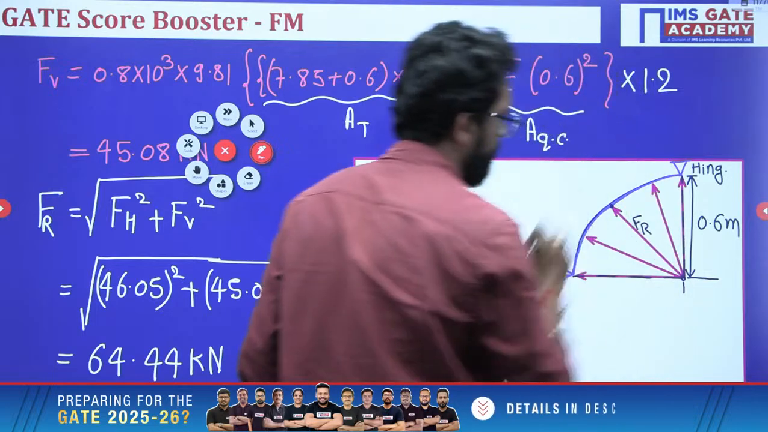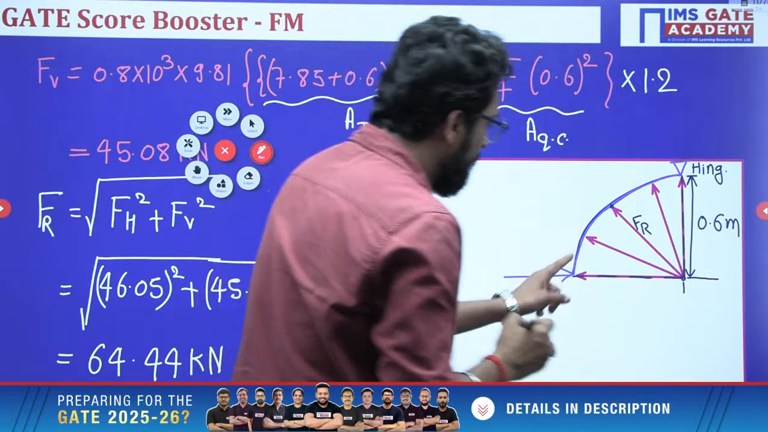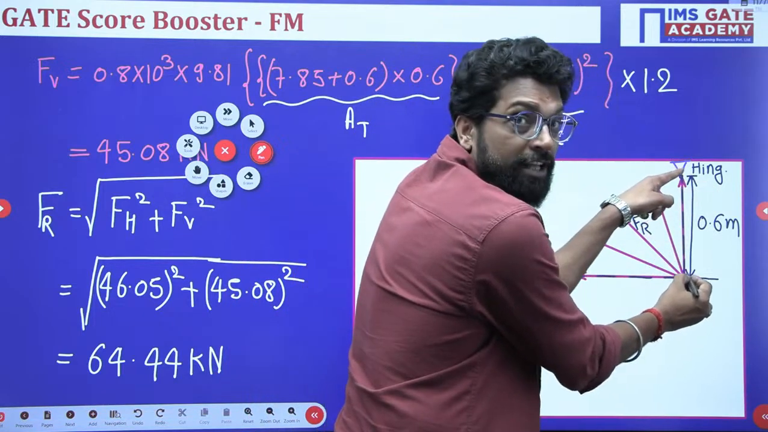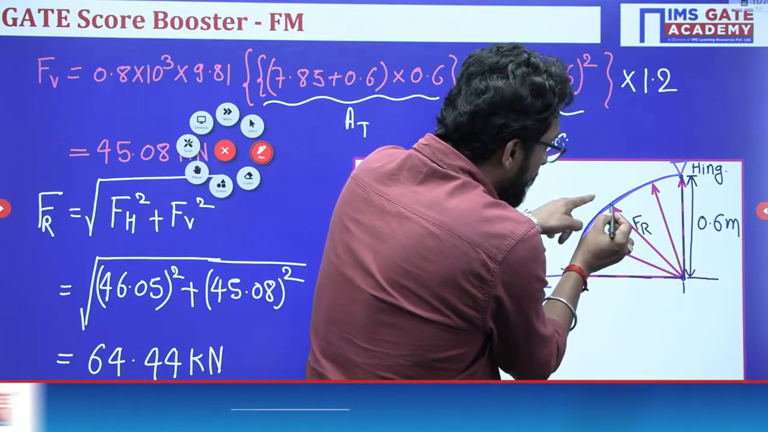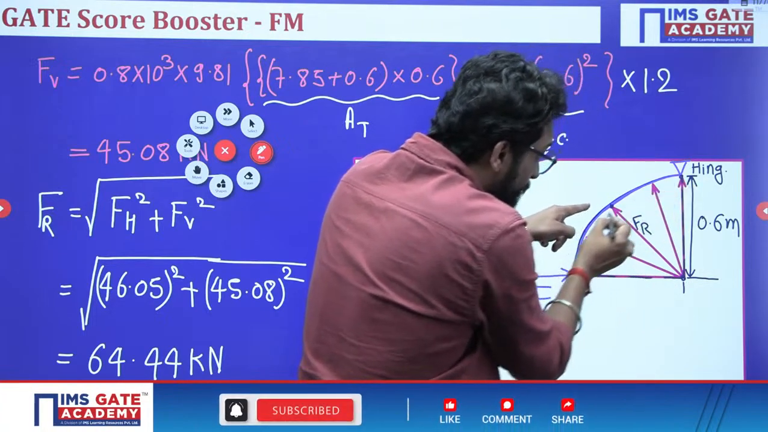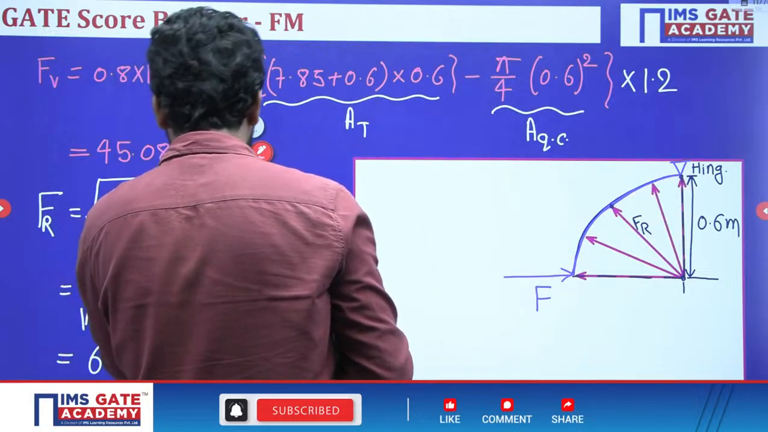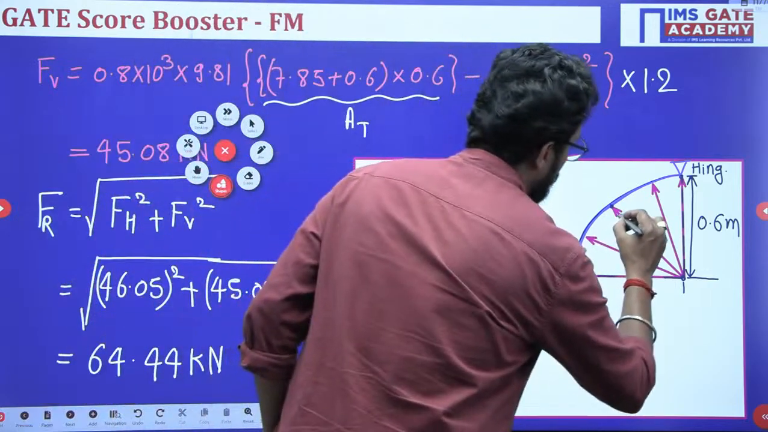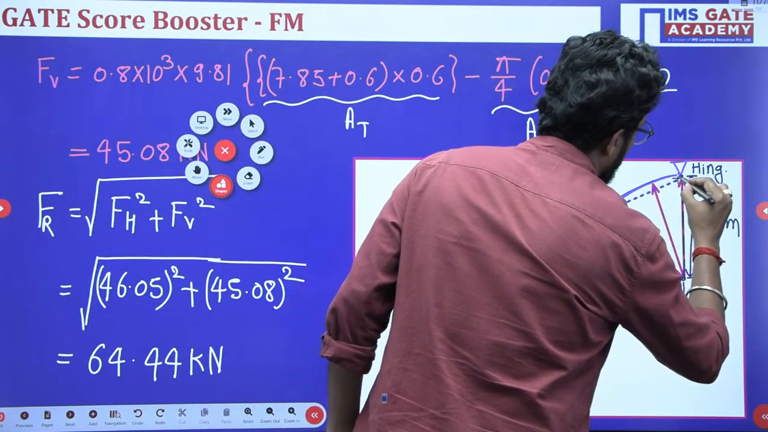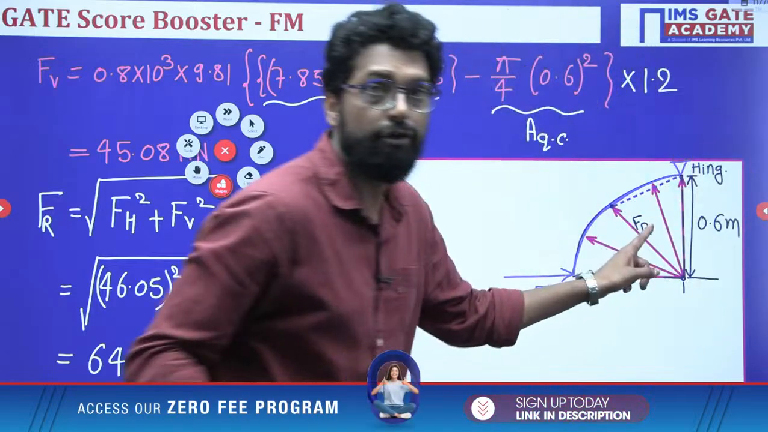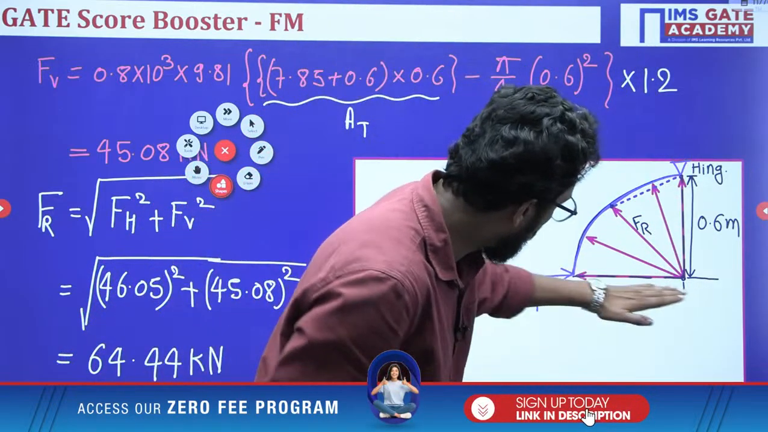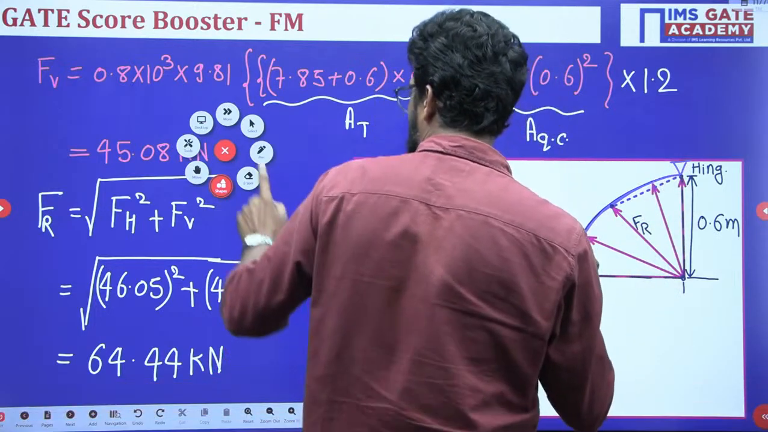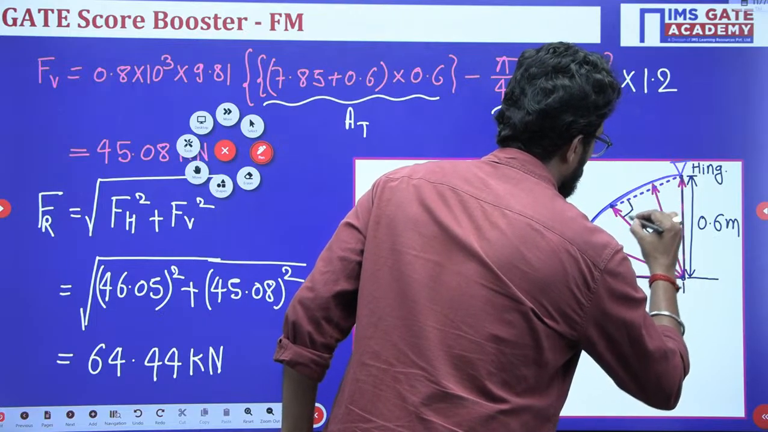Now, my dear, for this FR, we have to calculate the moment at this point. So this force into the perpendicular distance. We have to take a perpendicular distance, so we have to draw one line from here to here. This is your perpendicular distance. So this force into this arm length, and this is also 90 degrees.